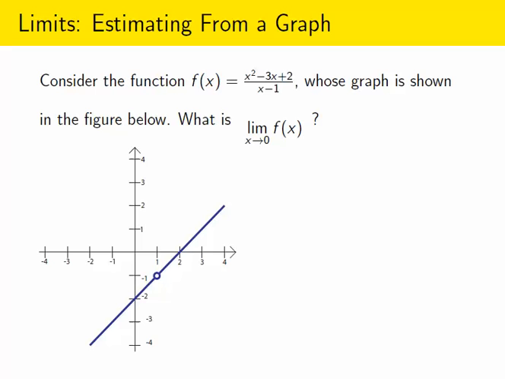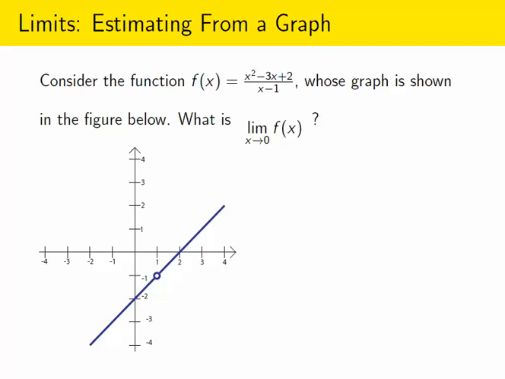Here's another example. Look at this function, x squared minus 3x plus 2, all divided by x minus 1. In the graph here, it looks sort of like a straight line except for a hole. Notice that you cannot plug a 1 into this function because that would make the denominator 0, and you're not allowed to divide by 0, which means this function is not defined there.